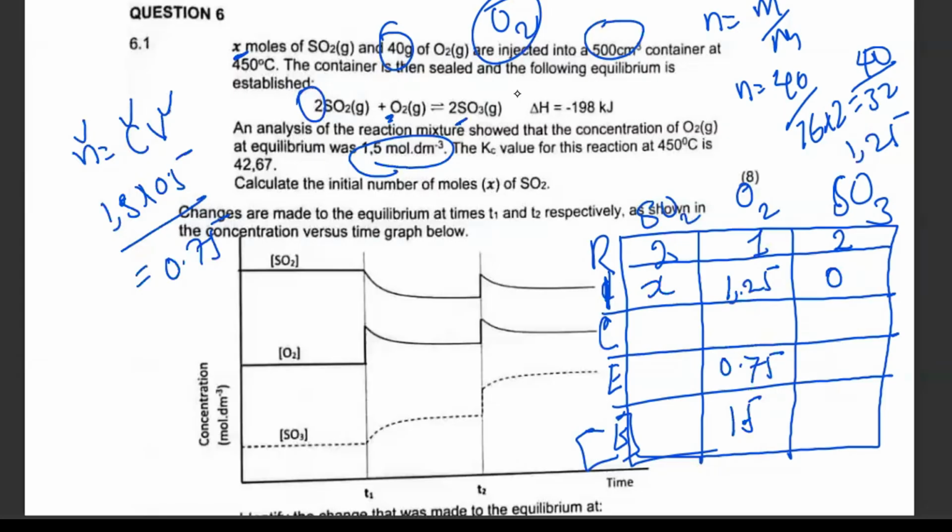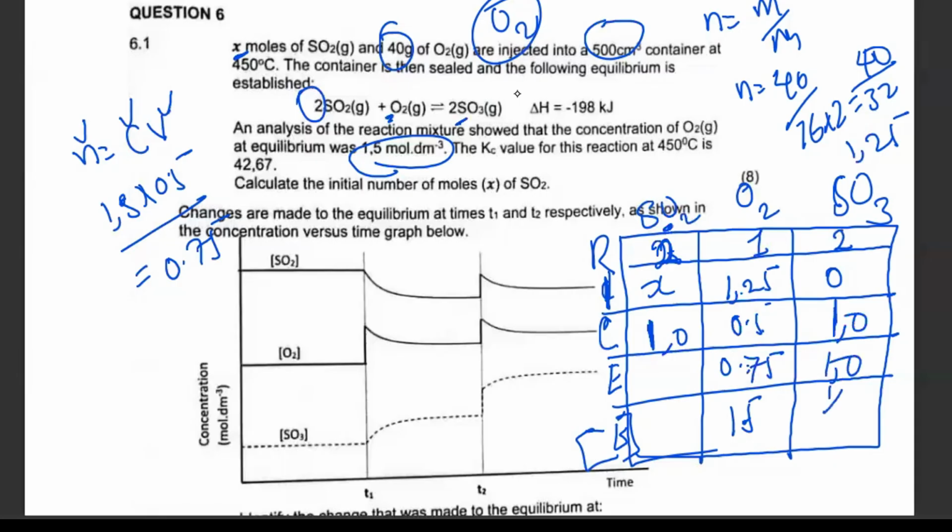So if I subtract this from this, I will get 0.5. Since now I know how much was used, I'll be able to use the mole ratio, which is 2. So 2 times 0.5 gives me 1. This one is also 2, so 2 times 0.5 also gives me 1. So this 1.0 is also 1.0. That's what was at equilibrium, because it is a product, it's the same thing.